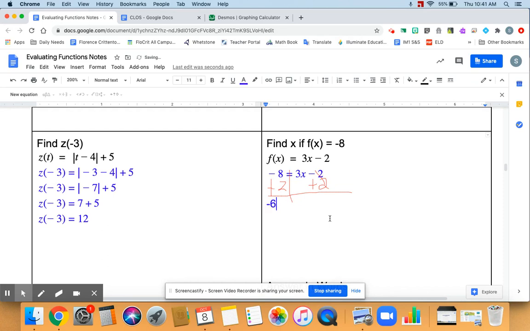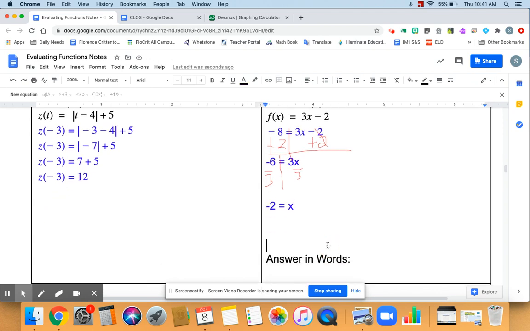Negative 8 plus 2 is negative 6. Then equal to 3x. Then my final step in solving for x is to do what? Divide by the 3. Negative 6 divided by 3 is negative 2. 3 divided by 3 will cancel, and we just become 1x. So x is negative 2.